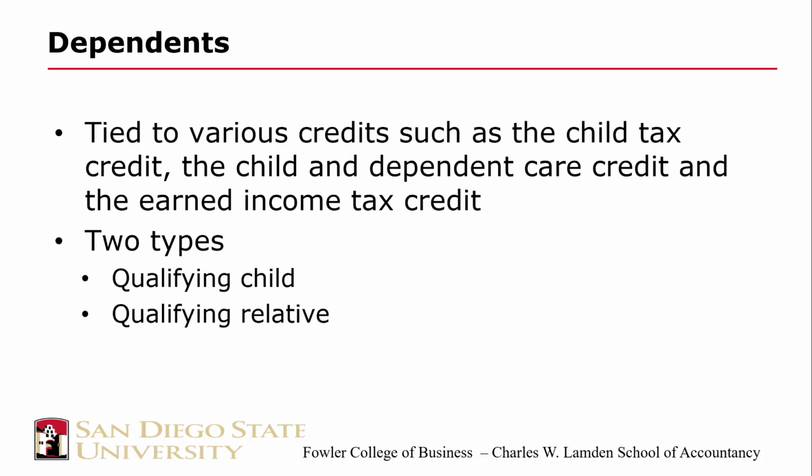There are 2 types of dependents, qualifying child and qualifying relative, and we're going to dig into both of these in pretty deep detail. But if there's ever one piece of tax trivia that's funny, and by the way, there's no such thing as funny tax, it would be that you don't have to be a child to be a qualifying child, and you don't have to be a relative to be a qualifying relative. But that is the way our tax code is written.